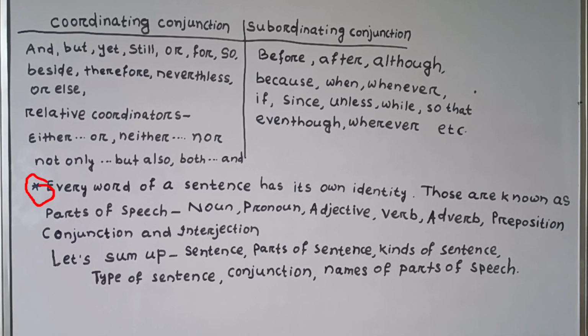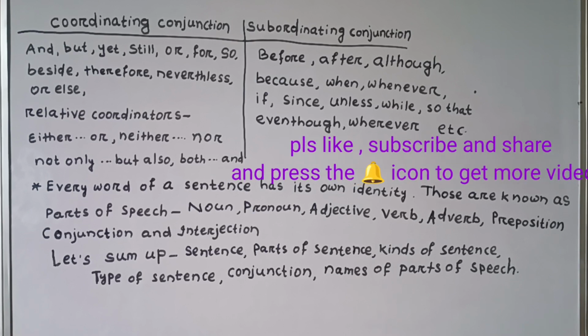Next point is every word of a sentence has its own identity. Those are known as parts of speech: noun, pronoun, adjective, verb, adverb, preposition, conjunction, and interjection. Let's sum up today's class. What did we learn? First sentence, then parts of sentence, kinds of sentence, types of sentence, conjunctions, names of parts of speech, etc.